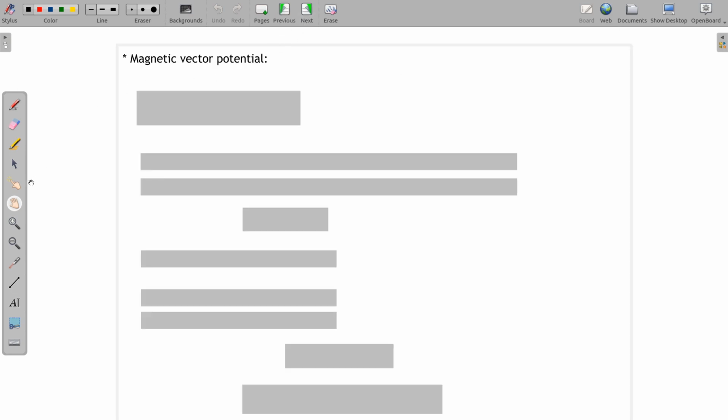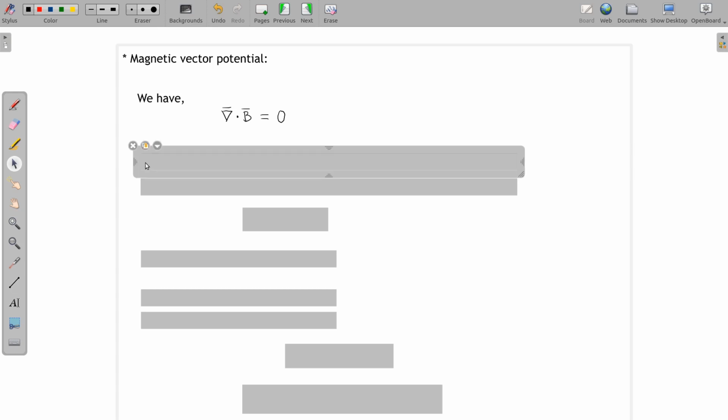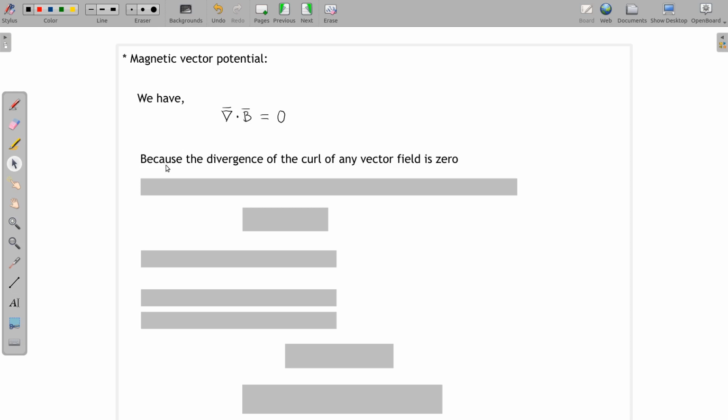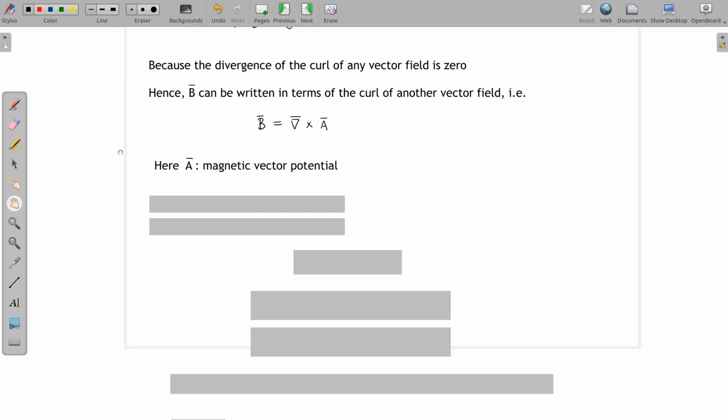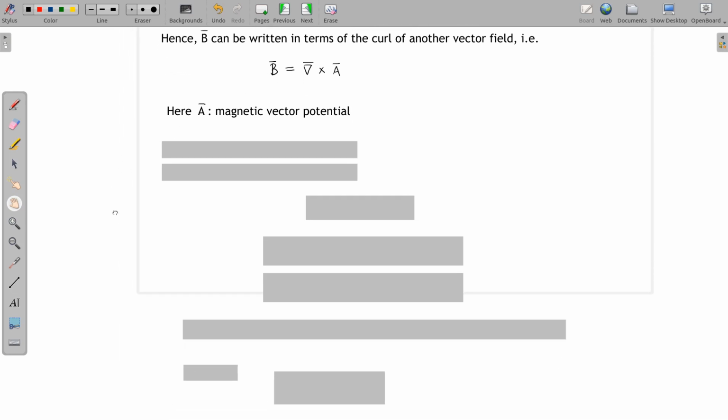So coming to the magnetic vector potential, we have the knowledge that the divergence of the magnetic field is always 0, and also there is this identity in vector calculus that the divergence of any curl is 0. So divergence of B is 0 and divergence of curl of any vector is always 0. Which means B can be written as the curl of some other vector field, and that other vector field is what we call the magnetic vector potential, and we generally represent this by A, the vector A.